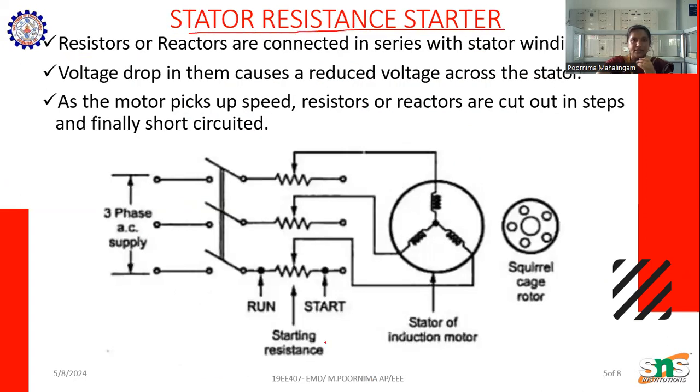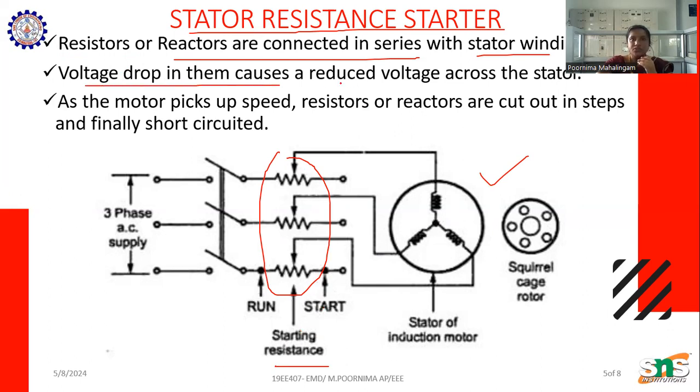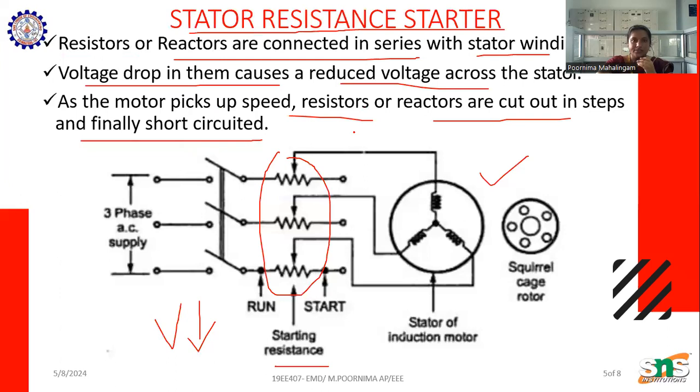Here comes the stator resistance starter. Here the resistance and reactors are connected in series with the stator windings. The starting resistor is connected in series with the stator winding, and the voltage drop across it causes reduced voltage across the stator. As the motor picks up speed, the resistor and reactor are cut out in steps and finally short circuited. This is the stator resistance starter.